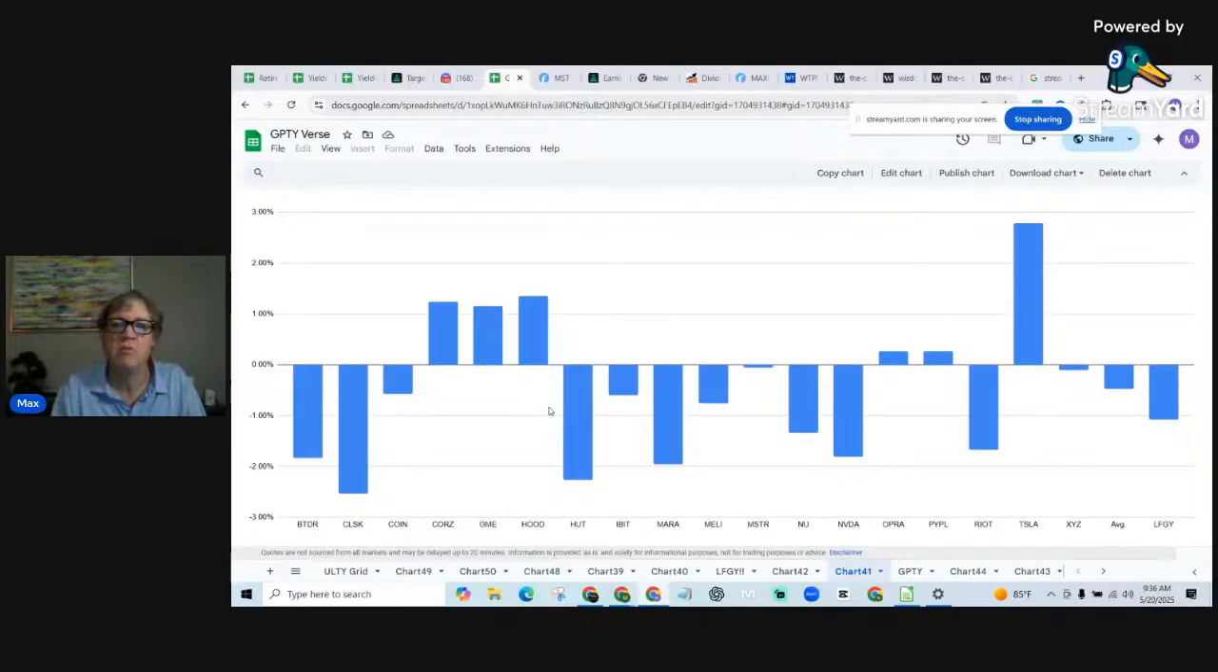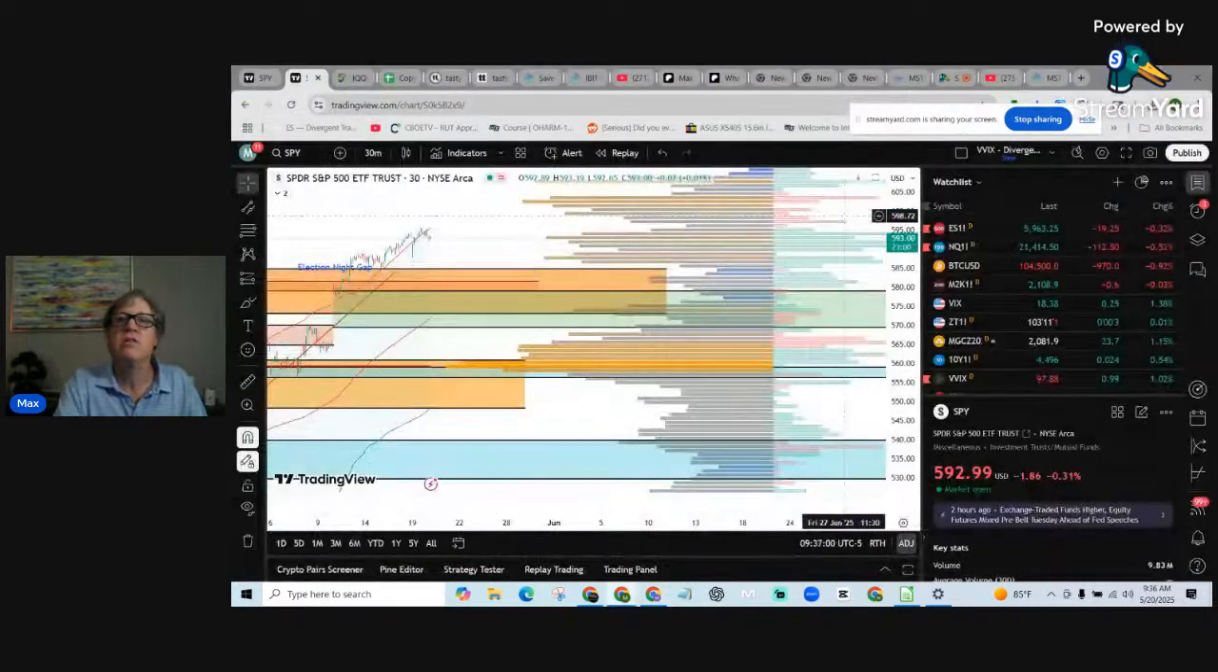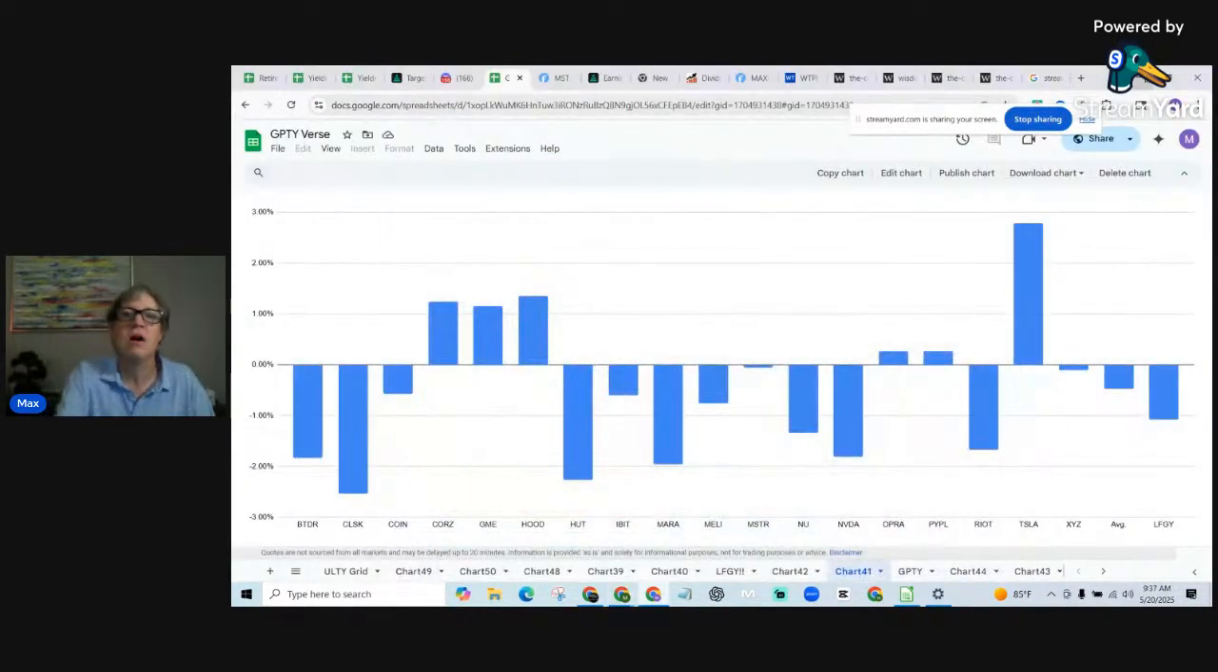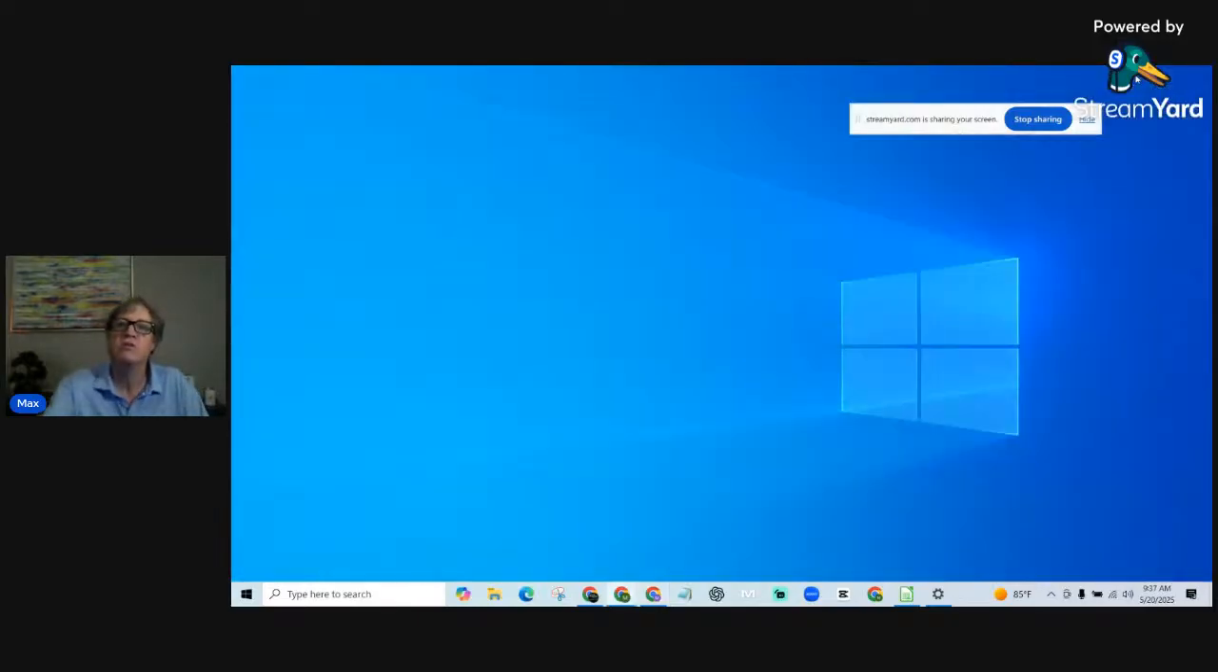Assuming these stocks are still in there, and they keep most of the stocks in there for most of the time, you can see Tesla's helping LFGY out. Hood isn't. Anyway, like I say, this is a bad update. So let me try to think. I don't even know if I can save this. I wanted to show some other stuff.